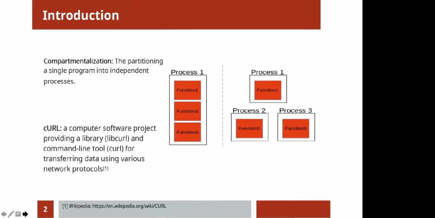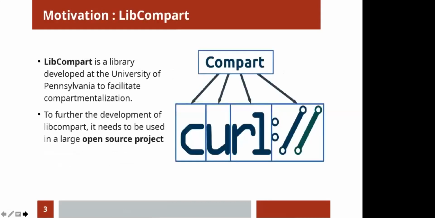The second component is curl, which is a software utility that transfers data using various protocols and is packaged by default into many Linux distributions. While compartmentalization is a useful tool for security, it is often not used as it is difficult to implement. To address this, engineers at the University of Pennsylvania have created libcompart, a library that facilitates the task of compartmentalization. To further understand and enhance the efficacy of this project, we implemented compartmentalization of curl's functions using libcompart.